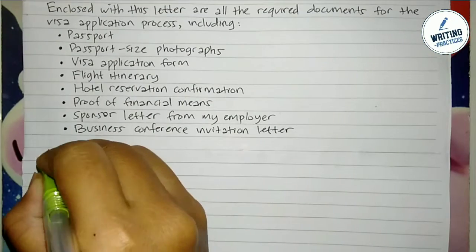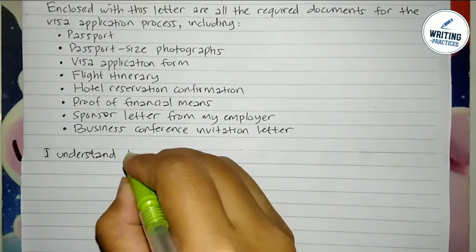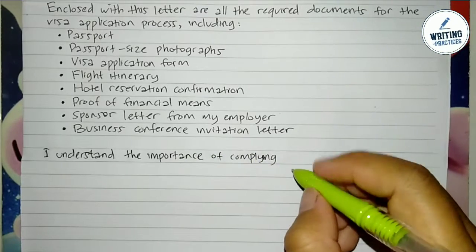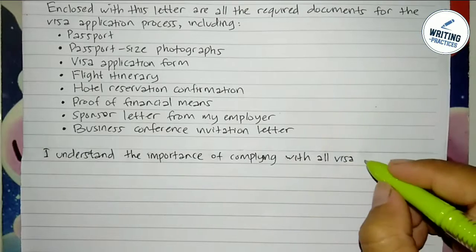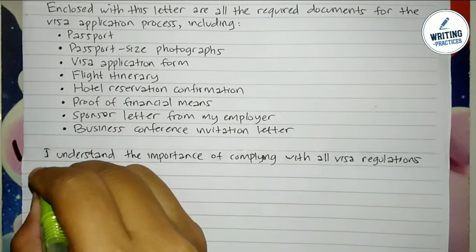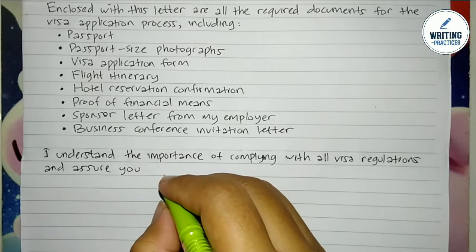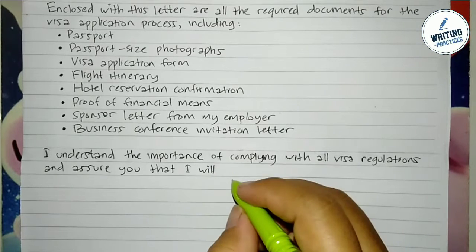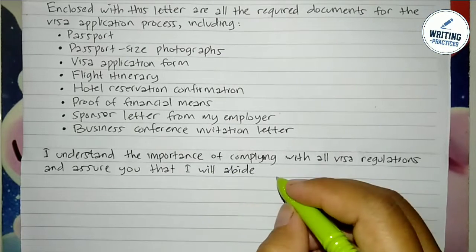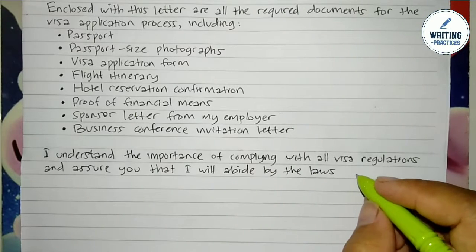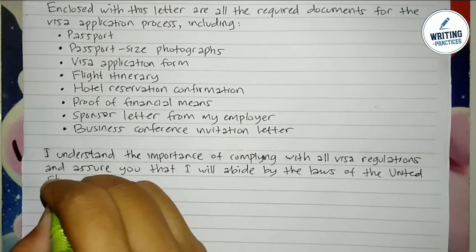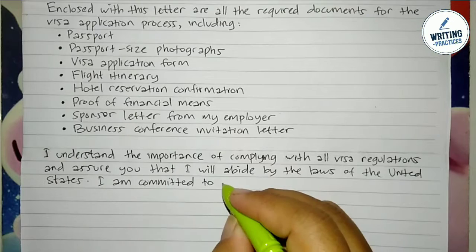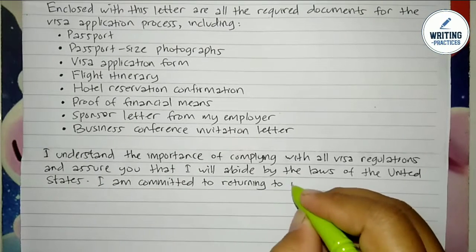In the fourth paragraph, this is where you write about compliance assurance. It means, you need to assert your understanding and commitment to following U.S. visa regulations. The goal is to underscore your reliability as an applicant. If you have no idea what to write in this section, you may simply copy this. I understand the importance of complying with all visa regulations, and assure you that I will abide by the laws of the United States. Not only that, but you also need to assure your intention to return to your home country after your visit. The goal is to address any concerns about overstaying.